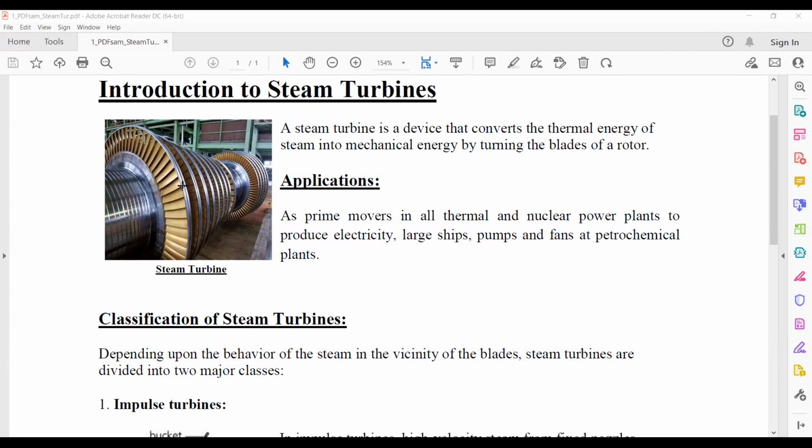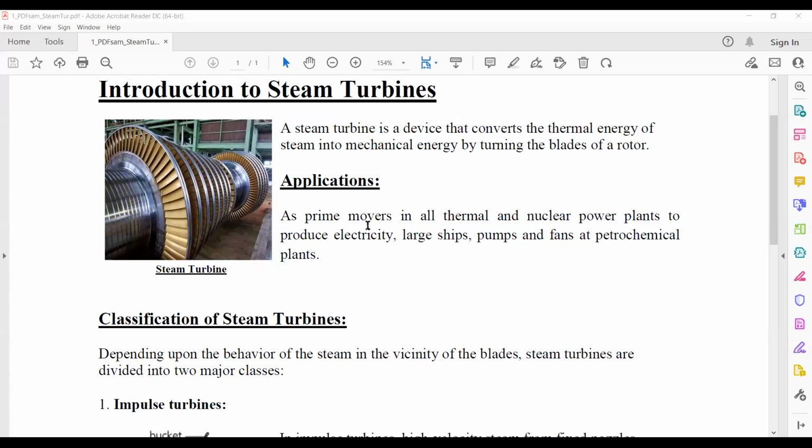Jet means the high velocity steam, which allows the jet of steam to flow over these blades. And with this high jet of steam, the blade starts rotating. Hence the thermal energy of steam is converted into mechanical energy by turning the blades of the rotor. Now the main application is as the prime movers in all the thermal and nuclear power plants to produce electricity.